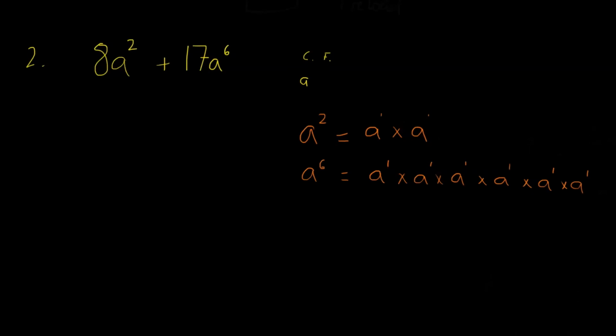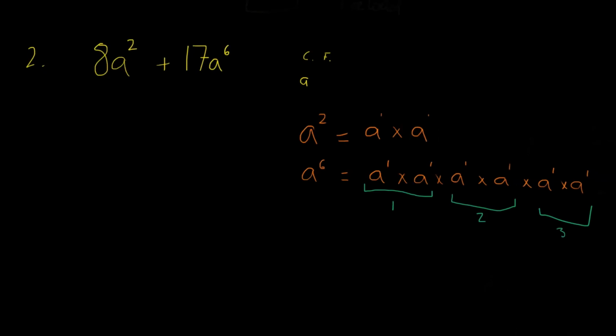Because I've got one a squared here, another a squared there, and another a squared there. So can you see that? I've got 3a squared in my expression, in a to the power of 6. So in a to the power of 6, I've got 3 a squares.